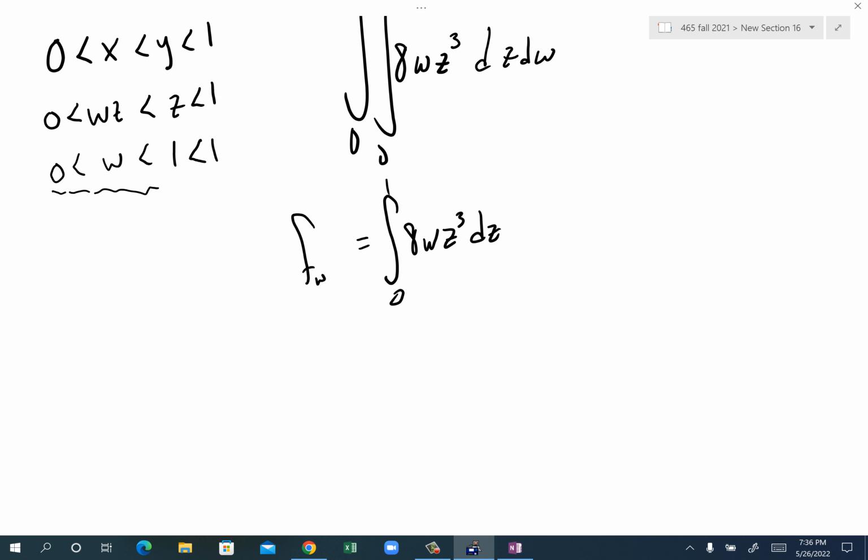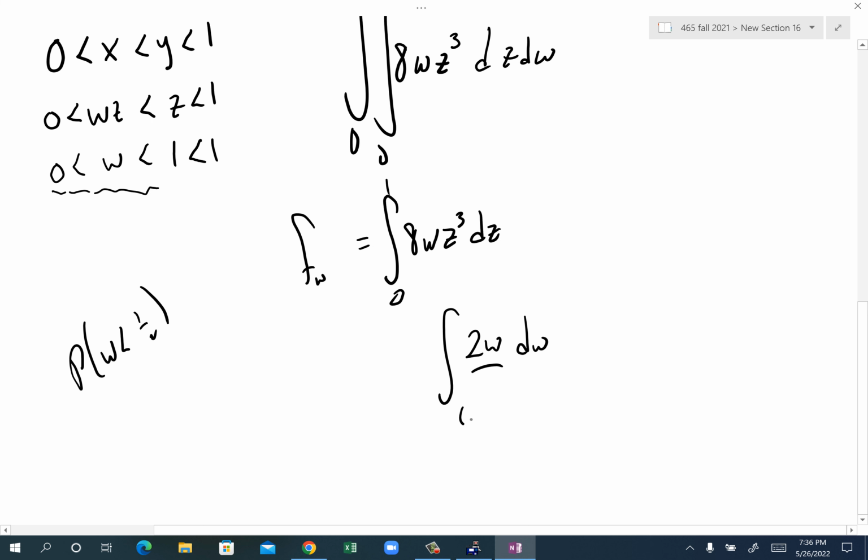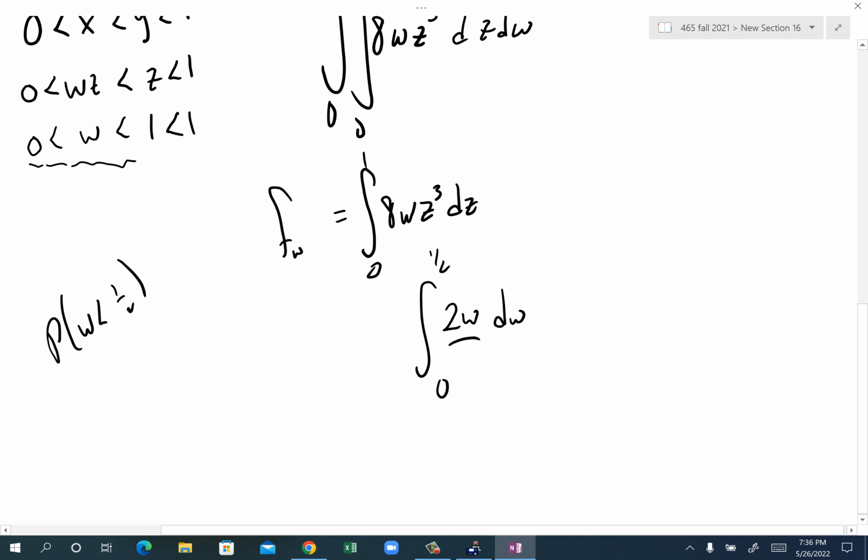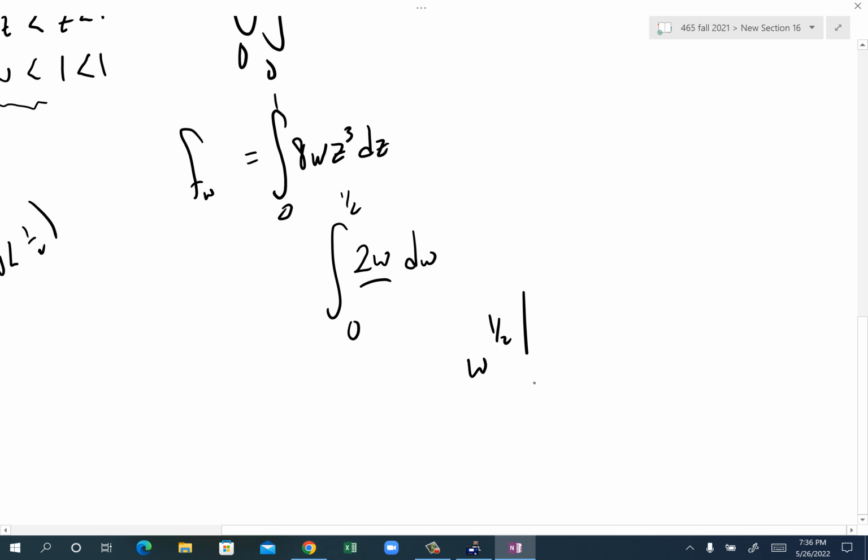Ta-da! 2w. And then, of course, you could answer the question that you wanted. So, whatever it is, what's the probability, for instance, that w is less than a half or something? I don't know. Let's find out. So it'd be the integral of 2w dw from 0 to a half. Done. It's that easy, friends. It's going to be w squared, 0 to a half. W squared. And if you plug a quarter in a half in there, you get a quarter. Ta-da! 25%. Piece of cake.